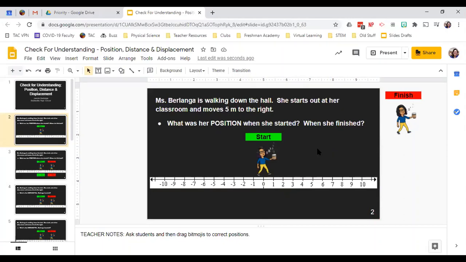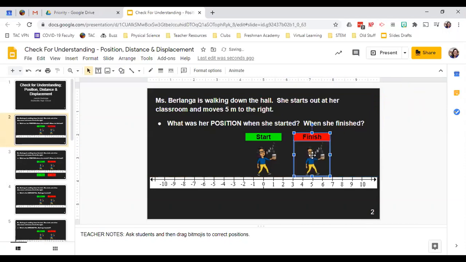Two reasons for that. 0 is the origin of a number line, or the origin of an axis of a coordinate system like the XY axis. But also, it just makes our math easier. Whenever we go to plug in numbers into the displacement formula, it's going to be that much easier to use that formula. And then according to the problem, I moved 5 meters to the right. So my little finished Bitmoji should be right here, right on top of the 5 on this number line. See, that was super easy.